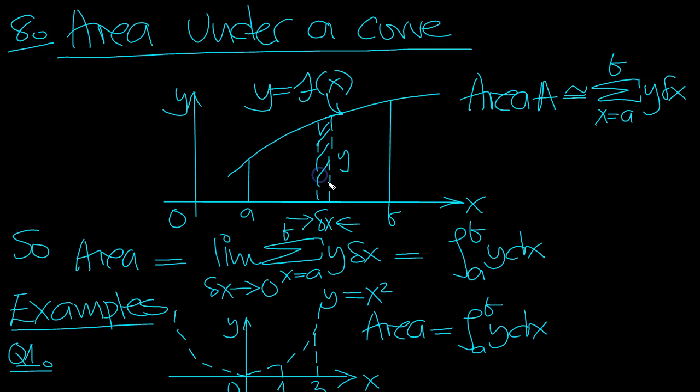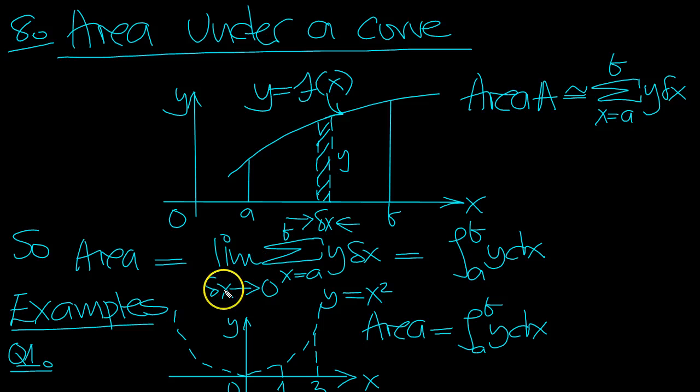a summation of these rectangular strips of height y, because it's on the curve of height y, and thickness delta x. So that's the area of the strip. Sum, this is the symbol for sum. It's a sigma symbol, capital S in Greek. So sum all these strips starting from x equals a to x equals b. And then the actual area, that's approximately.